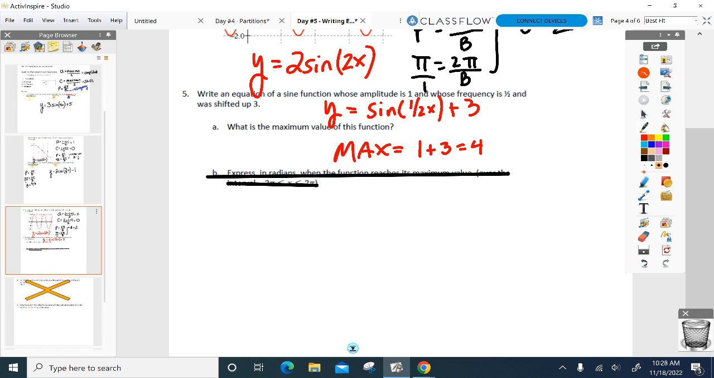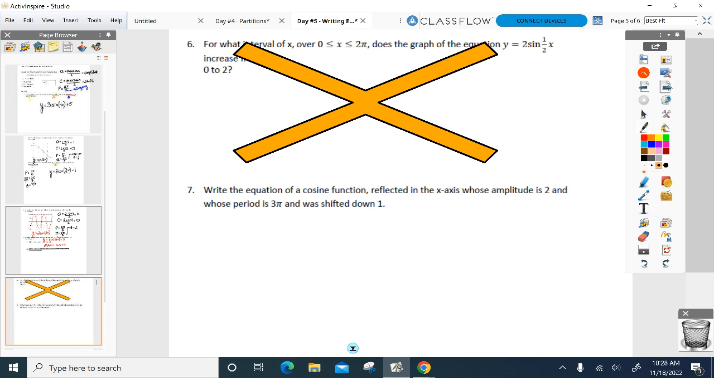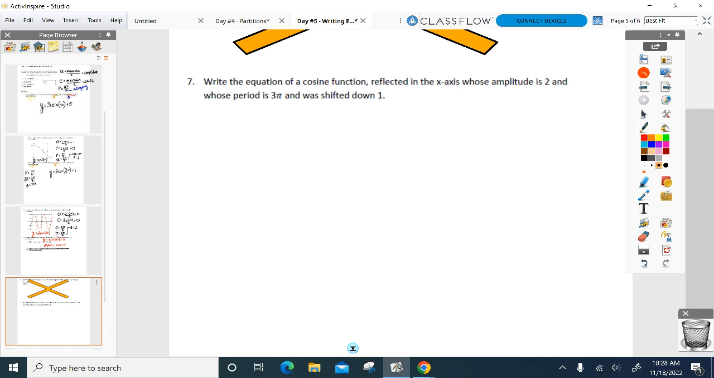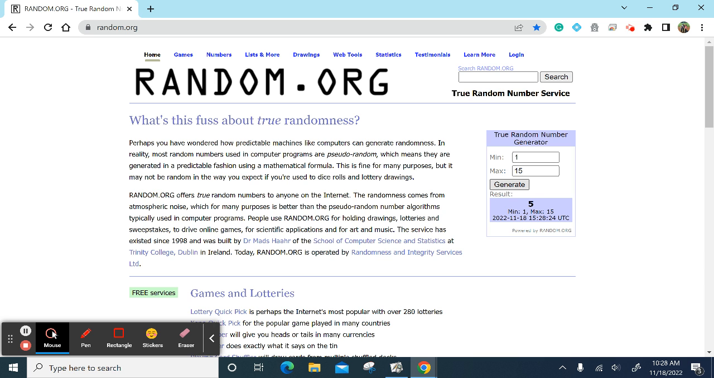All right. I am going to get rid of number 6, so you can cross that out. That's a review question. It's not a waste. It's just we could be doing other things to get better at writing equations. Oh, 7 I get real fired up about. 7's got a little trick in there too.